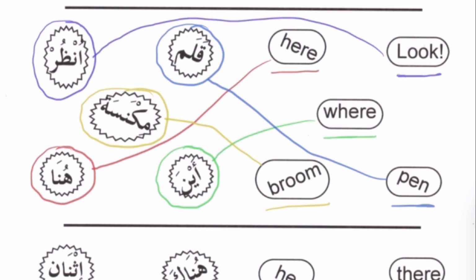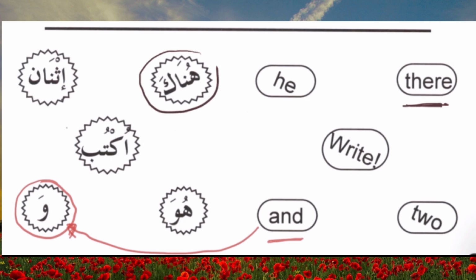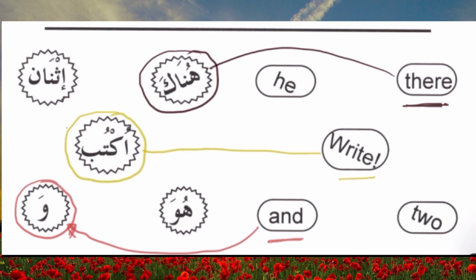And then the last set, you can obviously start with any word that you know the best. So let's start with and, and that would be wa. So we link it, right? Then maybe we'll go to there. We'll go there now, and there's hunaka. So that will go there. Then you might know write, and that is uktub.